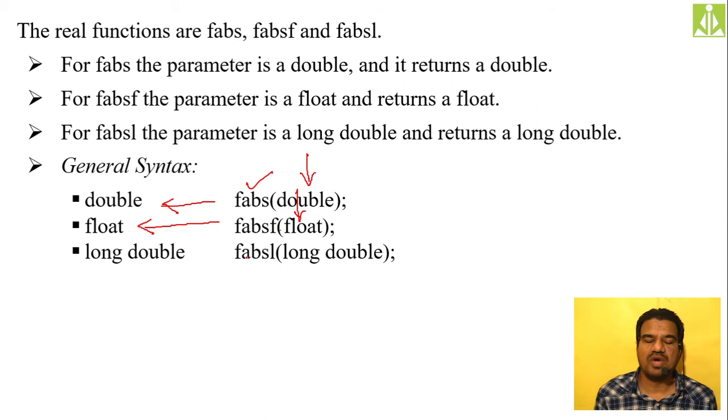Similarly, if you have a long double and want to find its absolute value, simply go for FABSL. FABSL will take a long double value as input and return a long double value as output.